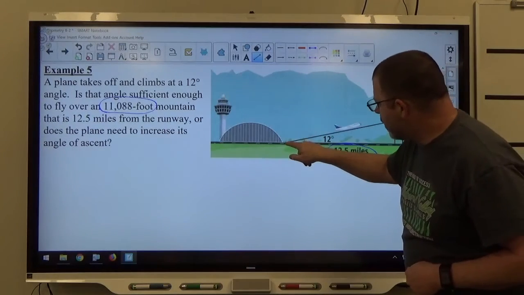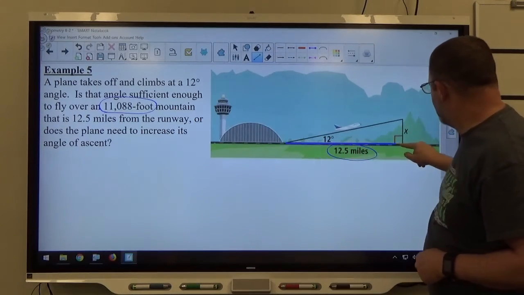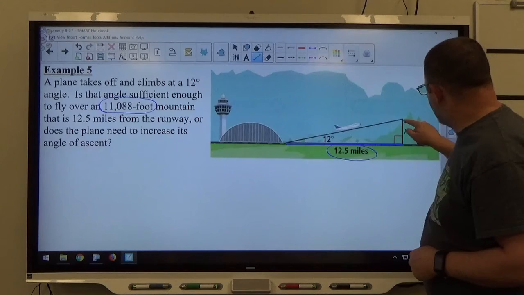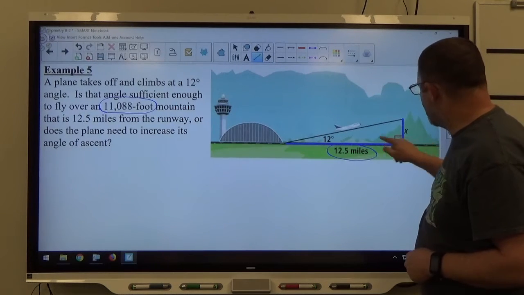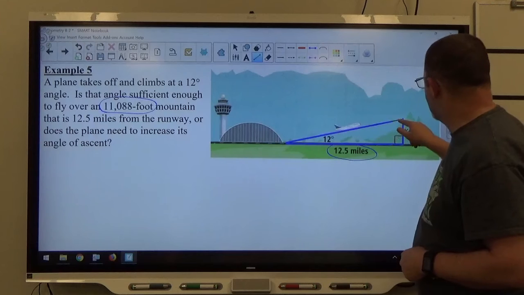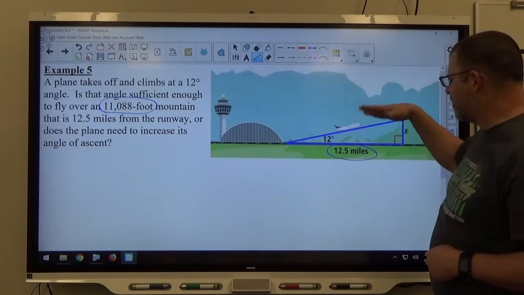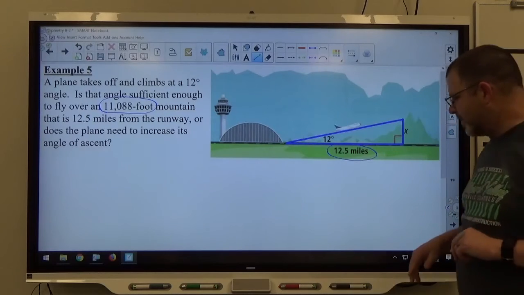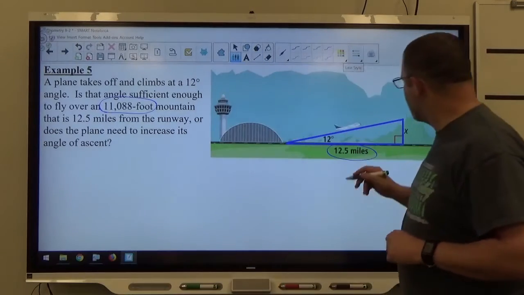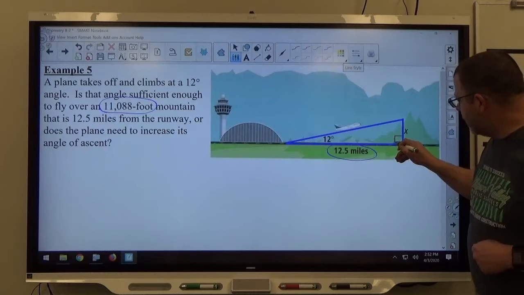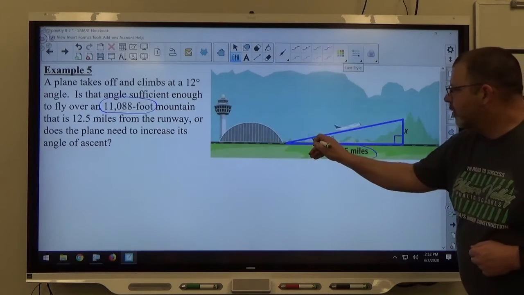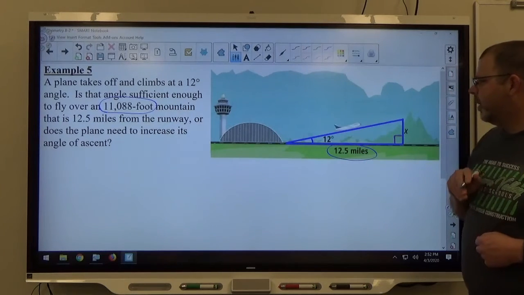This is the plane's launch point here. It goes to a right angle here and here. There's our right triangle. We're trying to see if this is high enough, and again, this isn't drawn to scale. We'll assume that it's not drawn to scale. Okay. The right angle exists over here, and we're using this acute angle over here.